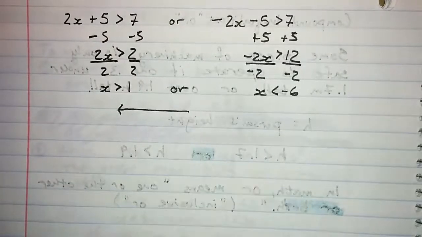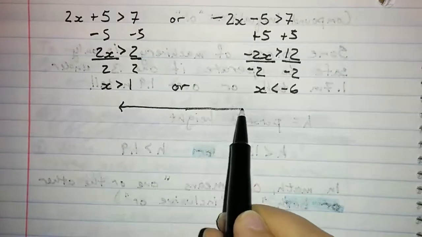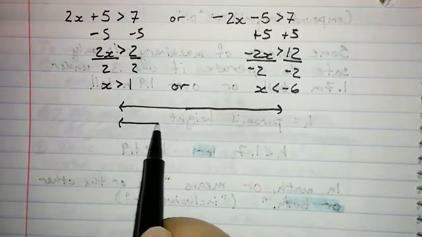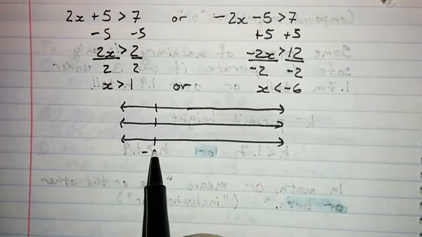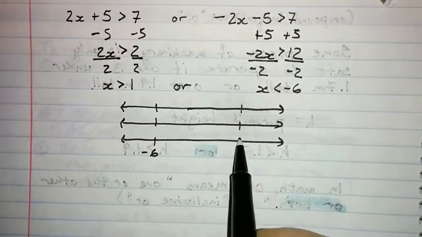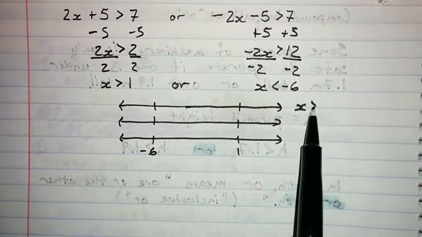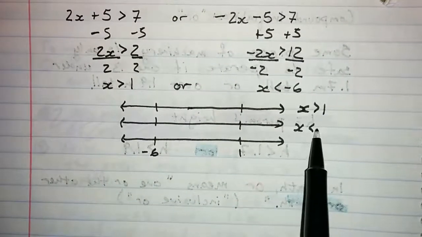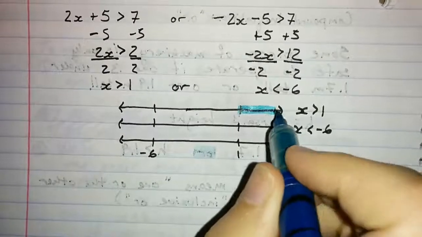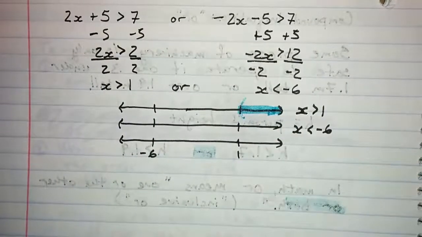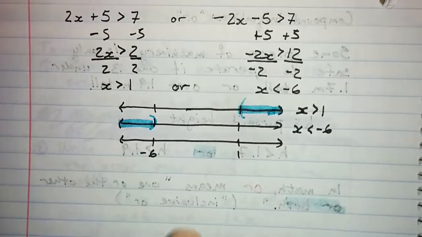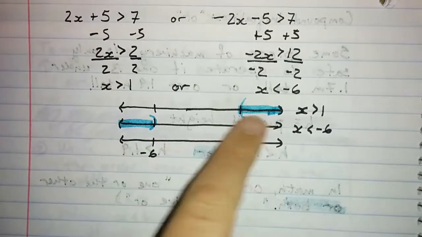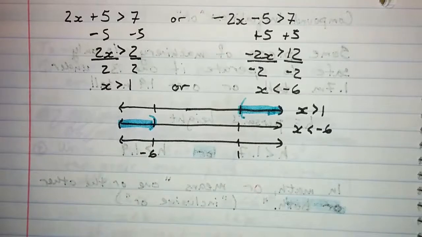So now I'll connect these with the word or, and then I'll look at my 3 number lines and see if I can simplify. Right, so negative 6 is somewhere over here, 1 is somewhere over here. X is greater than 1, x is less than negative 6. Here are the x's that are greater than 1. Here are the x's that are less than negative 6. Now down here we want to mark all of the values that are on one or the other or both of these lines.